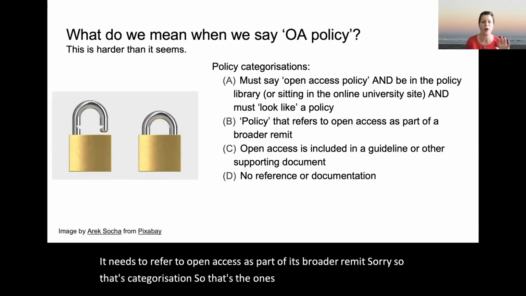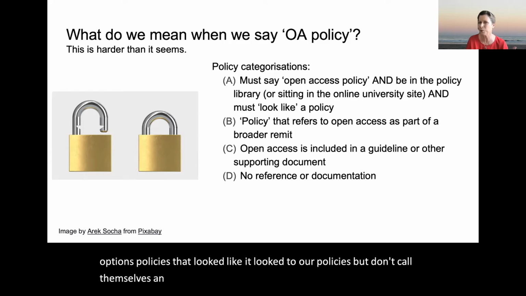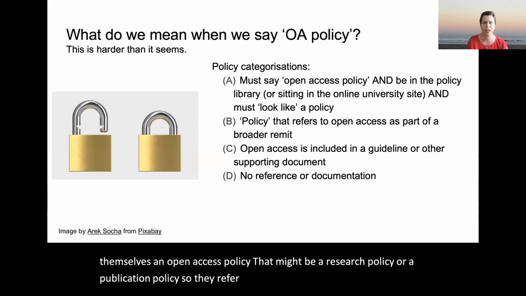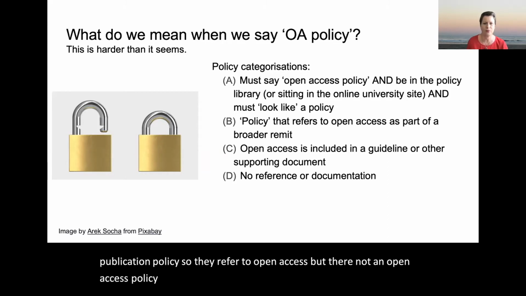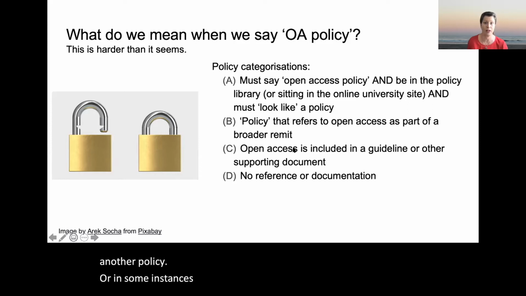The second option is policies that don't call themselves an open access policy. There might be a research policy or a publication policy. So they refer to open access, but they're not an open access policy per se. There's another categorisation, which is where open access is referred to in, say, a guideline or a supporting document to another policy, or in some instances, there's no reference or documentation relating to open access at all.